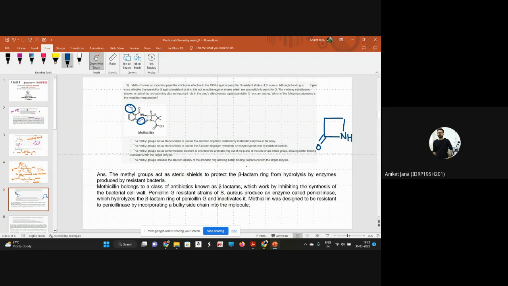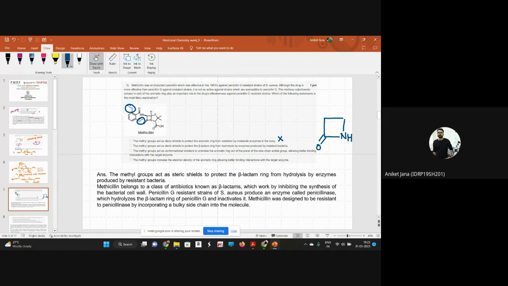Okay, so the methyl groups act as a steric shield to protect the aromatic ring from oxidation by metabolic enzymes in the body. So, can it be true? No. Okay.